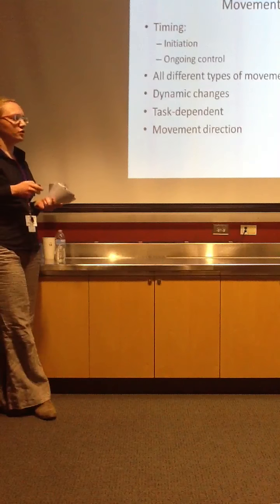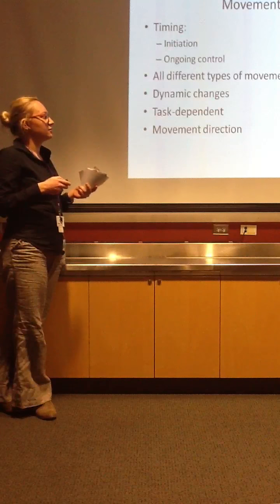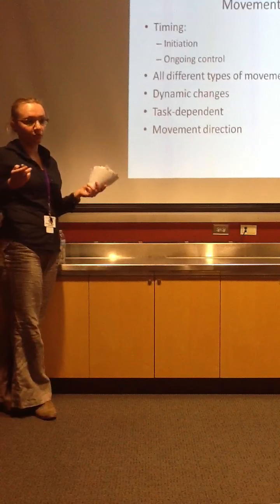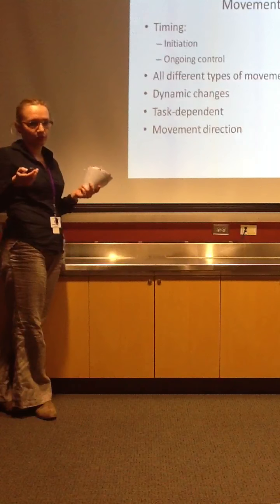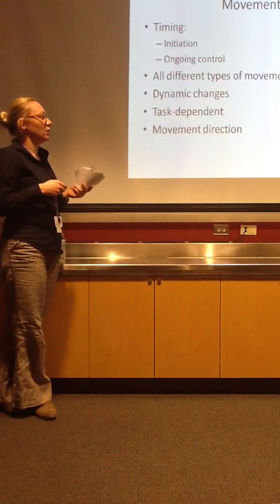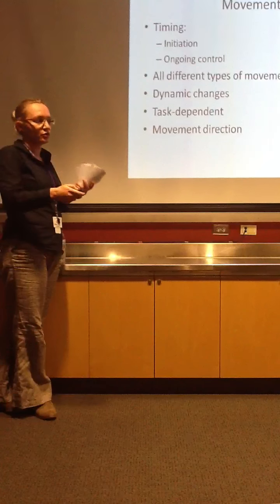So, also, there are neurons that are active during all types of movements, not only voluntary movements. And there are neurons that are particularly active to the dynamic changes, like, for example, change in force or change in direction.